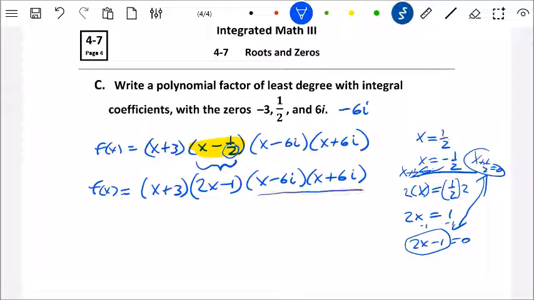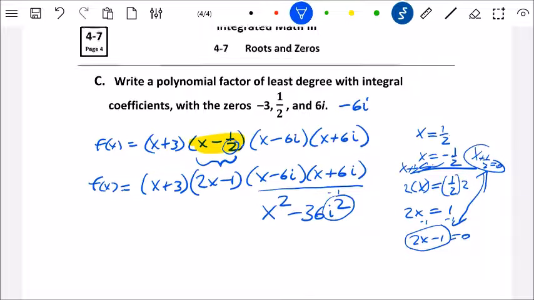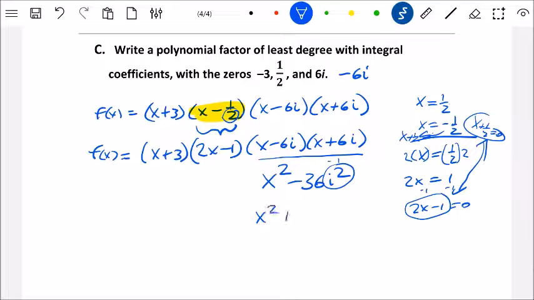I'm going to take care of these two first, because I know that gives me x times x is x squared. -6ix plus 6ix go away, so it's -36i squared now. That is the same as -1, so I actually have x squared plus 36. And 2x minus 1.